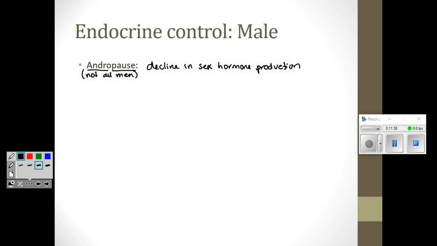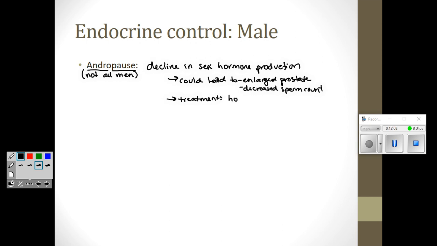Now, what can happen because of this? It could lead to an enlarged prostate. It could lead to decreased sperm count. And a possible treatment could be hormone replacement.